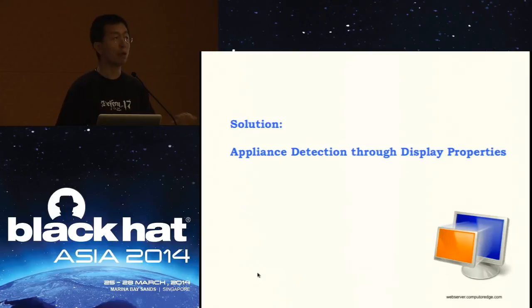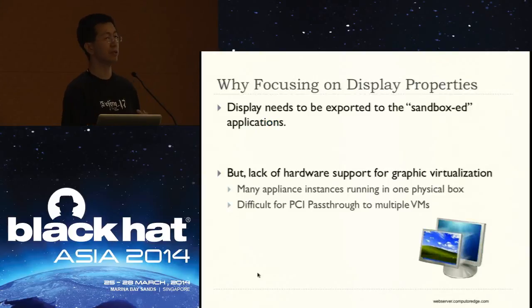And why we want to focus on using this display property to do virtual appliance detection is based on these observations. So first, even for a virtual appliance that only runs, let's say, a browser or maybe only a PDF reader, they still have to expose some of the display property to the VM. So they always have some display property you can potentially touch.